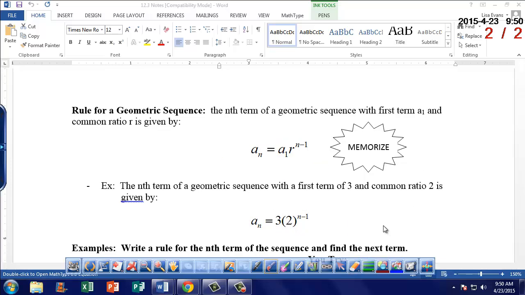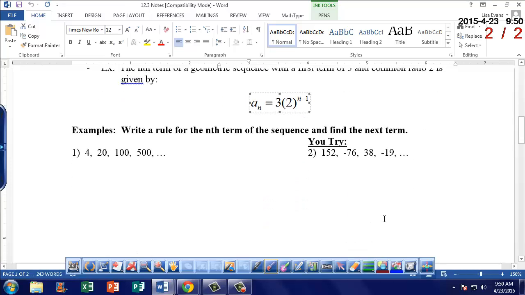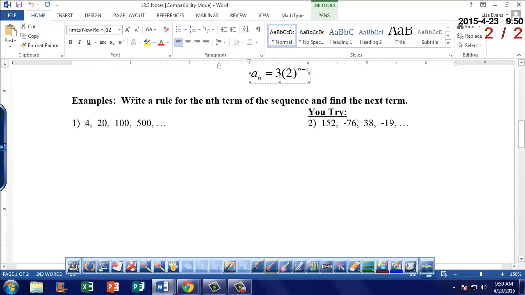Okay, so let's go ahead and get started. I believe there's 3 types of writing rules. And again, I like to write the rule down every time I use it. So I have a sub n equals a sub 1 r to the n minus 1. We want to put in something for a sub 1, and we want to put in something for r.